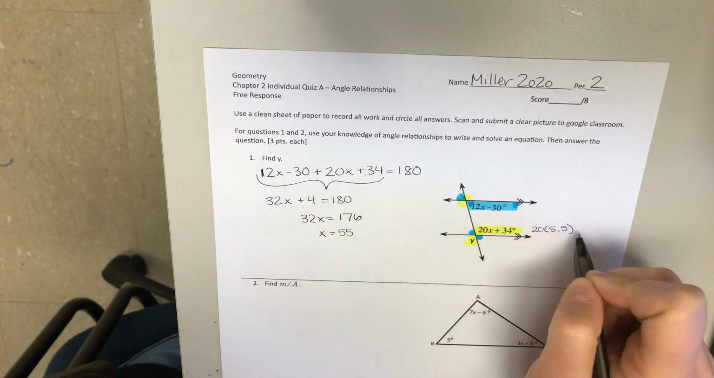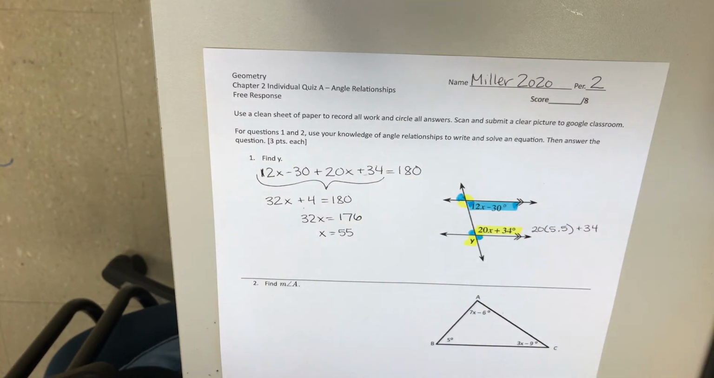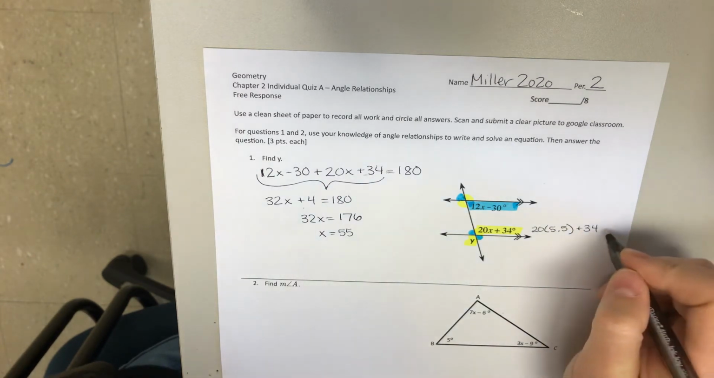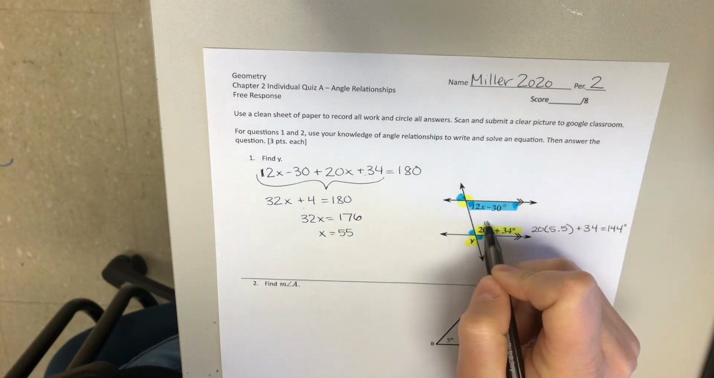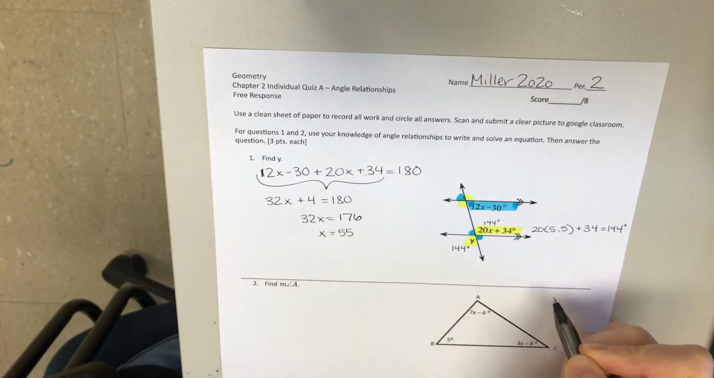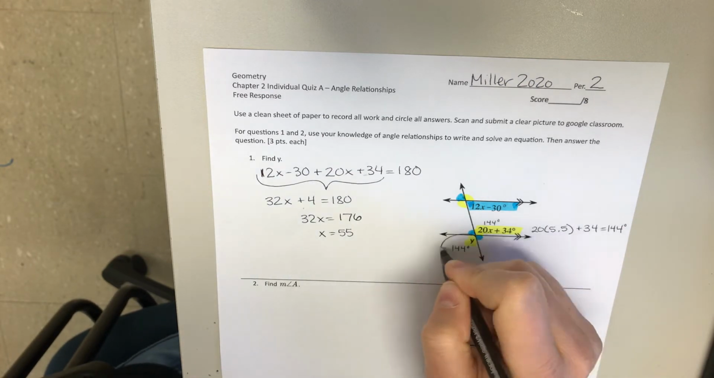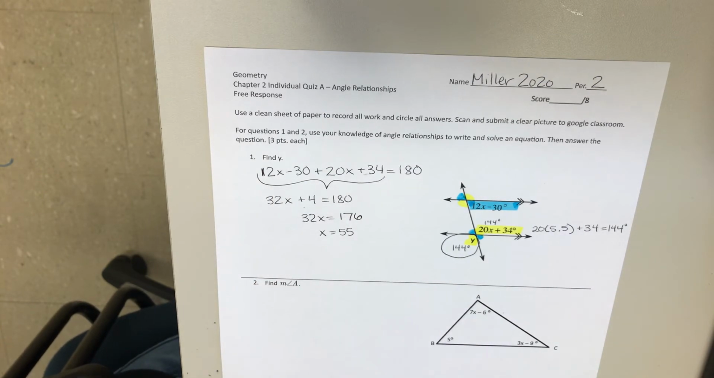So I want to do 20 times 5.5 plus 34. And I would get 144 degrees. And what that means is every single yellow angle in this picture is 144 degrees, which means y is 144 degrees, which was what I was looking for.